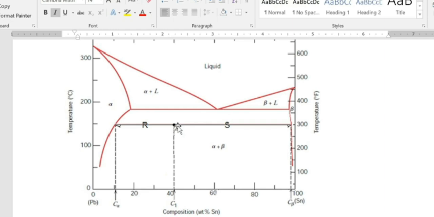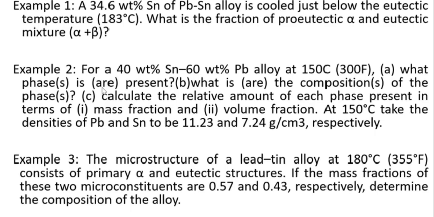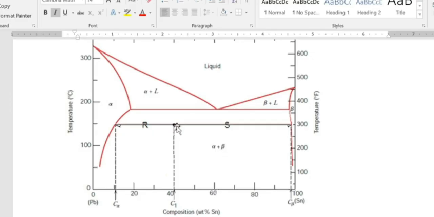So can you see we've located our alloy? This is 150 degrees and this is 40% by weight tin. Tin is represented by Sn, right? So can you see our point B? What is the phase at point B? What is the name of the phase? Alpha plus beta, isn't it? So B is within the alpha plus beta region.